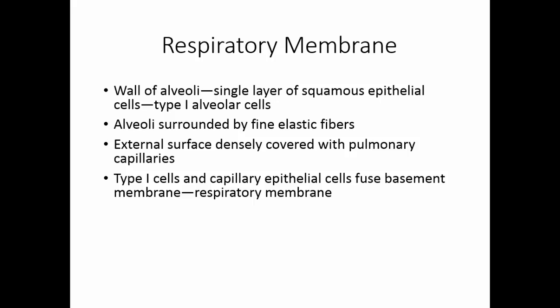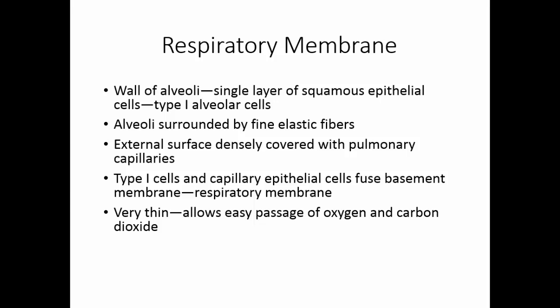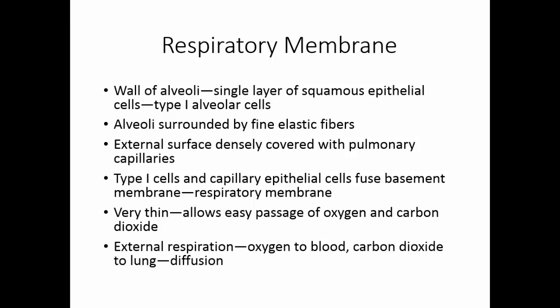The type 1 cells and the capillary epithelial cells fuse to the same basement membrane. This is what makes up the respiratory membrane. It's very thin, only 2 cells thick with the tiny basement membrane between them. This allows for easy diffusion of oxygen and carbon dioxide. This is where external respiration occurs. Oxygen moves from the lung to the blood, and carbon dioxide moves from the blood to the lung by simple diffusion.